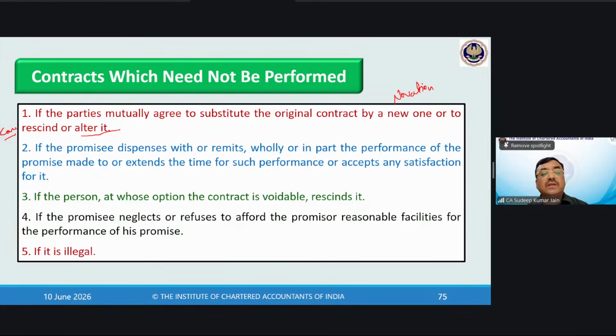And the last one, if the contract becomes illegal. So the law has changed. If it was legal and the contract becomes illegal, it need not be performed. So this was unit number 4.